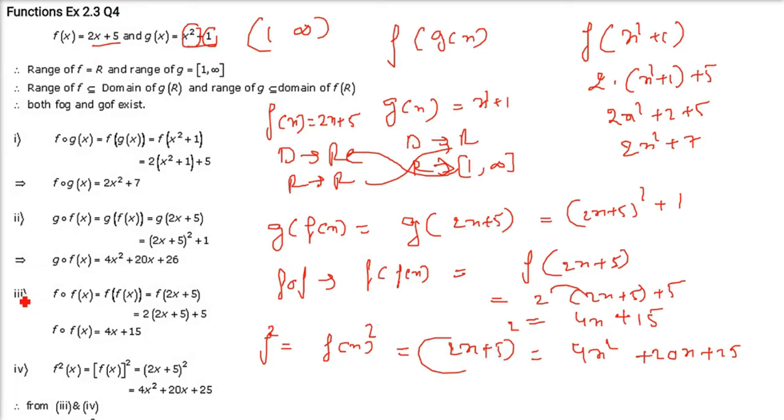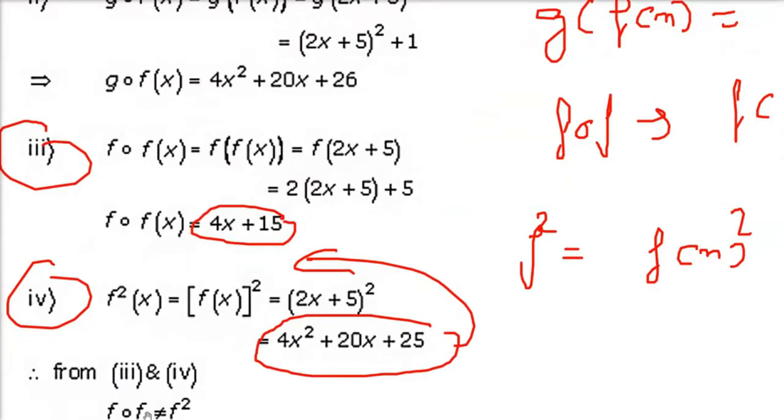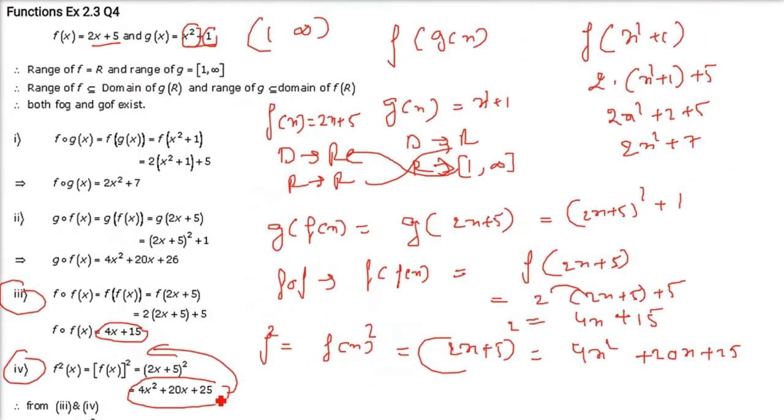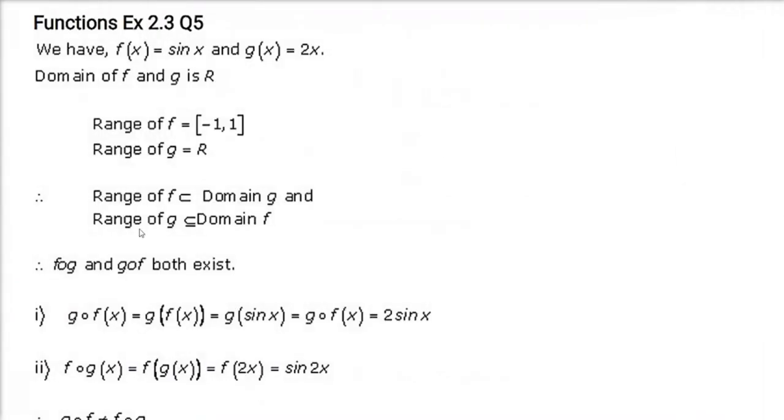Now you see this third and fourth, they both are same. So f and f square, they both are same. Third and fourth, they both are same. You see here, sorry, they are not equal. I'm so sorry, they are not equal. My bad. Okay, question number 5.